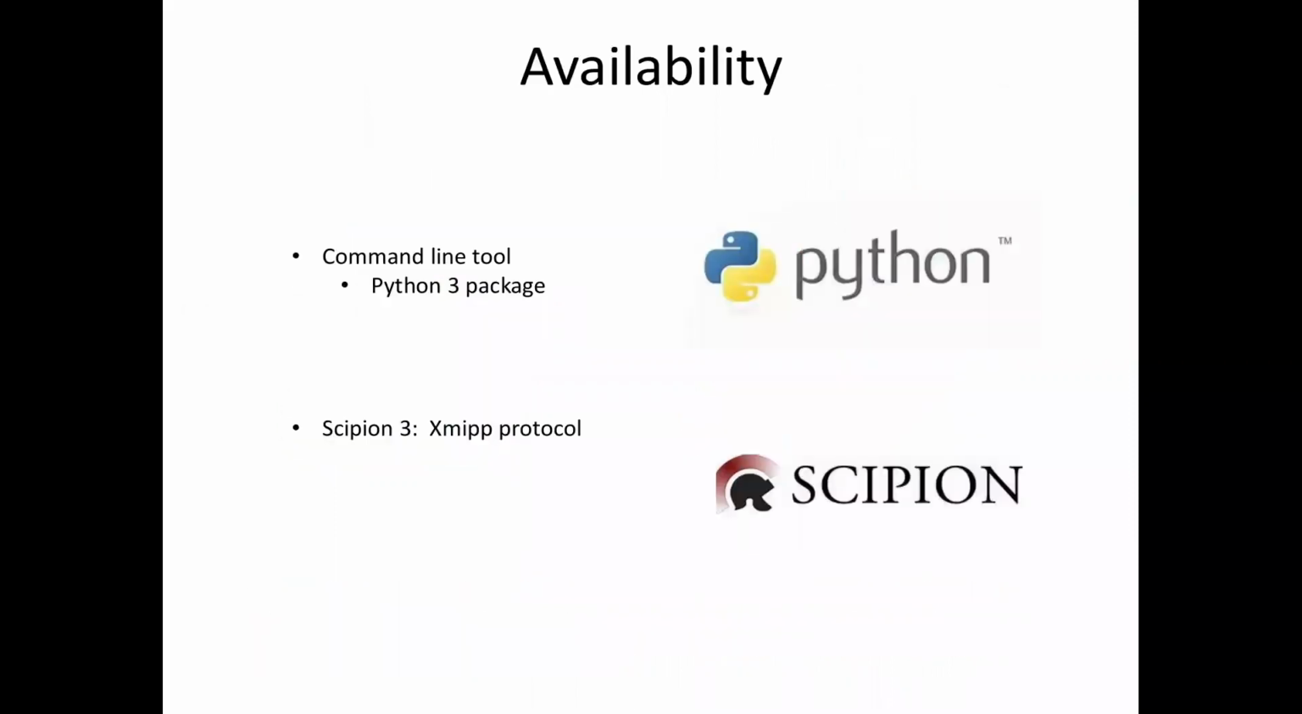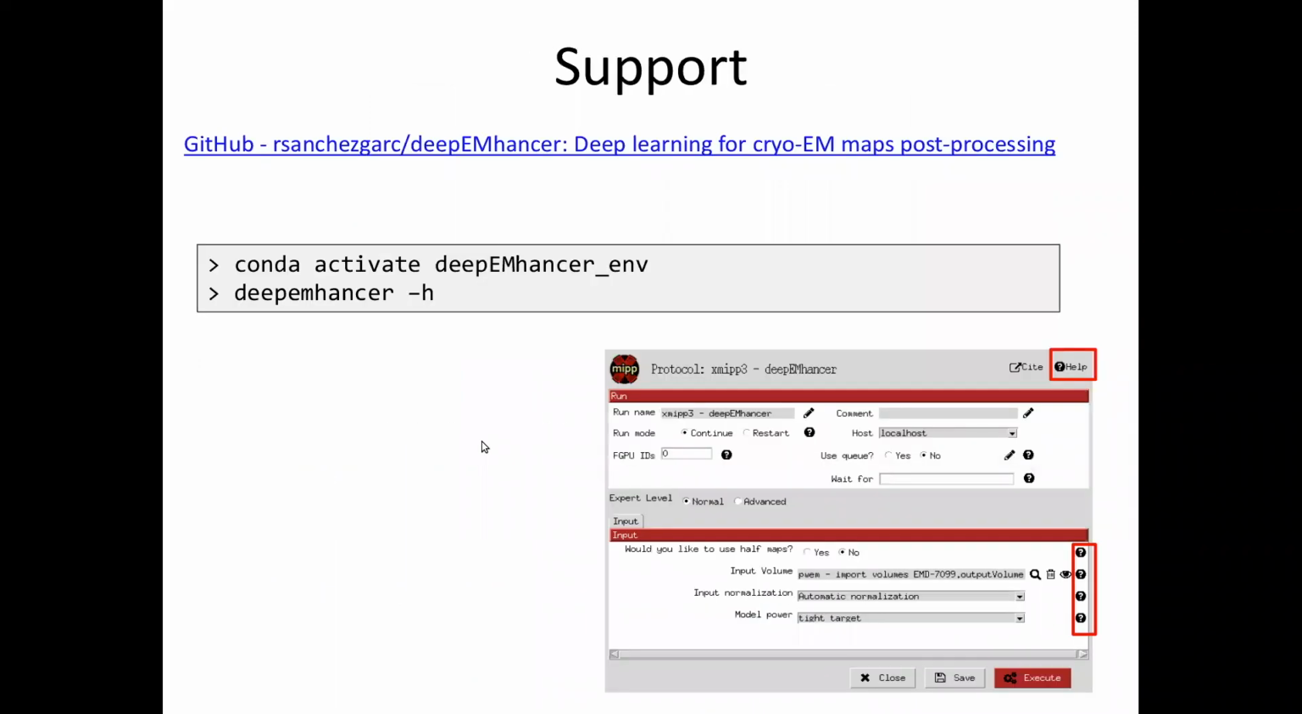Okay, so let's say you want to use it. Then you need to know that there are two ways to run it. The first one is a command line tool, which is a Python 3 package, by the way, or you can also run it within Scipion version 3 as an XMIPP protocol. And if you want some help to use it, the first thing I would do if I were you would be to ask the program for help, either with the command line -h option or by clicking on the help buttons in the Scipion XMIPP protocol.